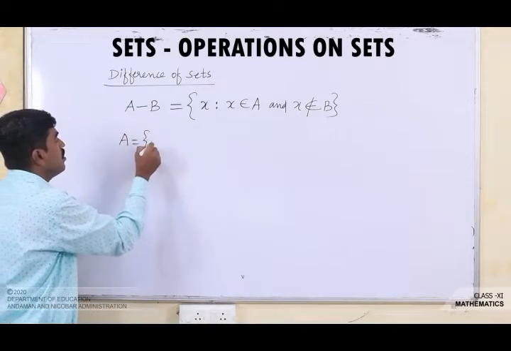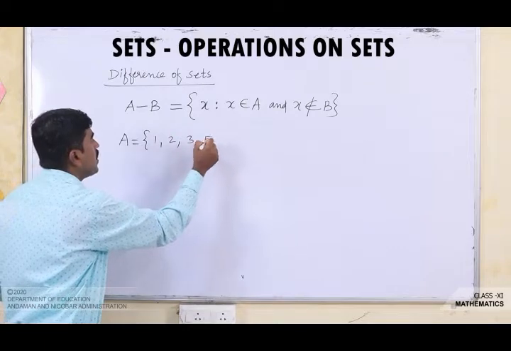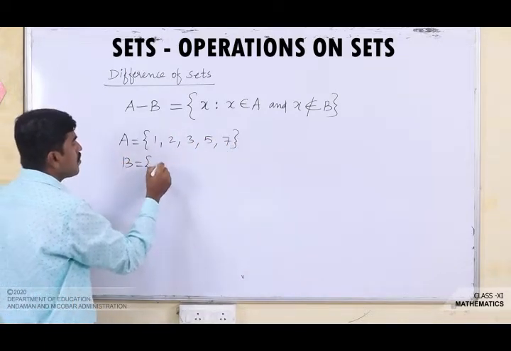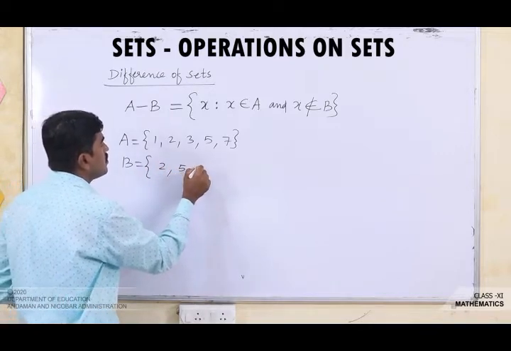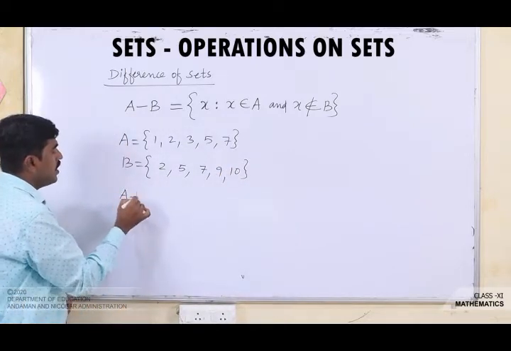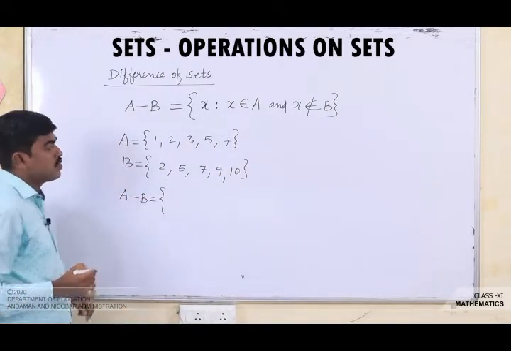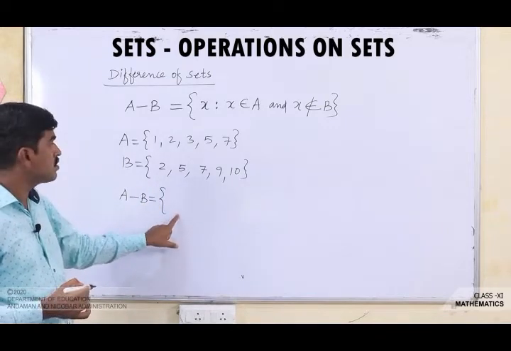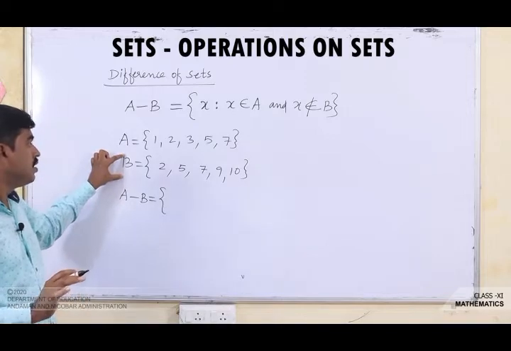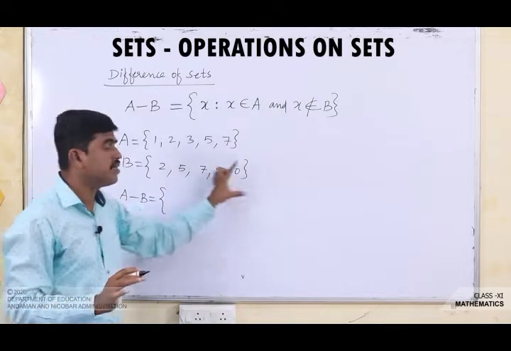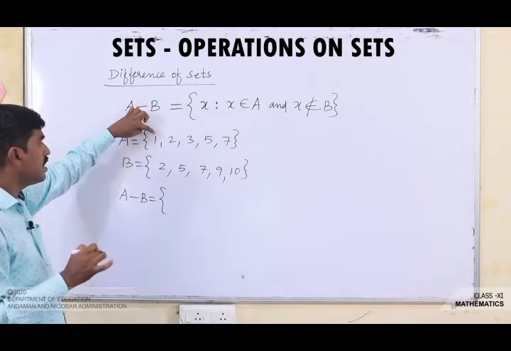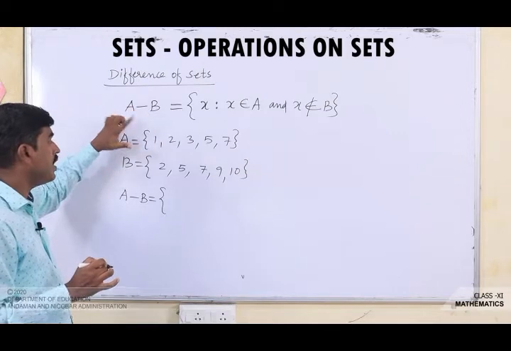A is equal to {1, 2, 3, 5, 7}, and B is equal to {2, 5, 7, 9, 10}. Now how will you write A minus B? So we have to write only those elements which belong to A and do not belong to B. That means we should not write any element of the set B. So we have to write only those elements which belong to A only.